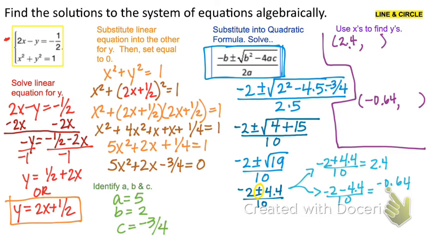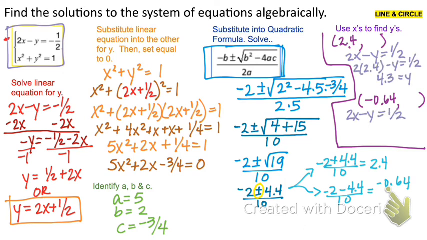So what we do is we go back to our original equations, and it's best to use the linear equation, the 2x minus y equals 1/2. We're going to substitute in 2.4 for x and solve for y. And once we do that for the first point, we need to do the same for the second point. So substitute in -0.64 for x and then solve for y.